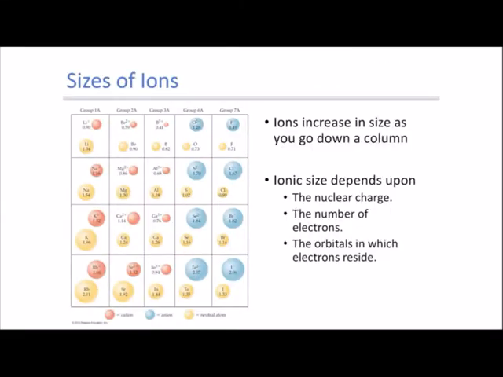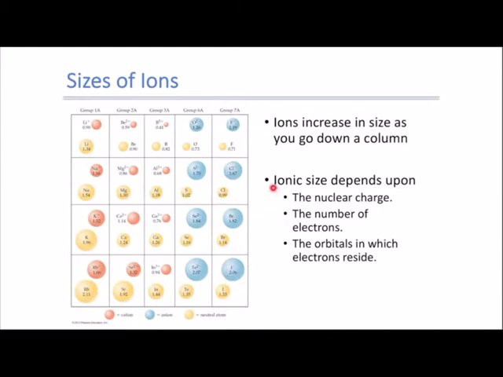Now that we've seen a little bit about neutral main group atoms, time to look at ions. When we're looking at our ions, the ions are going to increase in size as you go down a column. So again, on the top, we're going to have our smaller atoms. And then as we go down a column, we end up with our larger atoms.